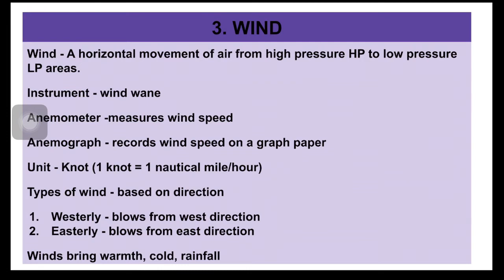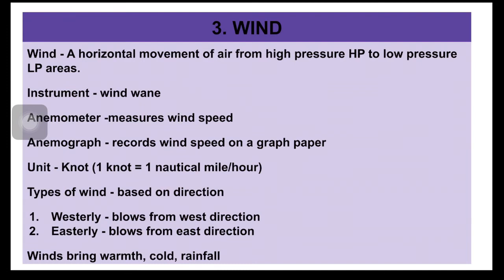Wind vane determines the direction of wind, and anemometer helps us to know the wind speed. An anemograph records wind speed on a graph paper. The unit to measure the wind speed is known as knot. Now 1 knot is equal to 1 nautical mile per hour.